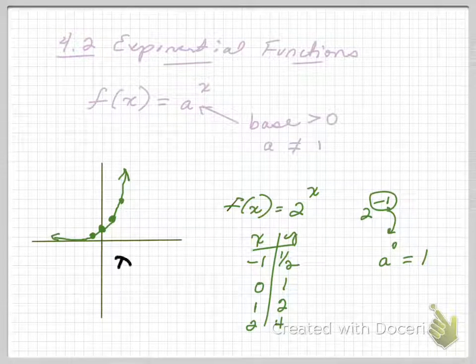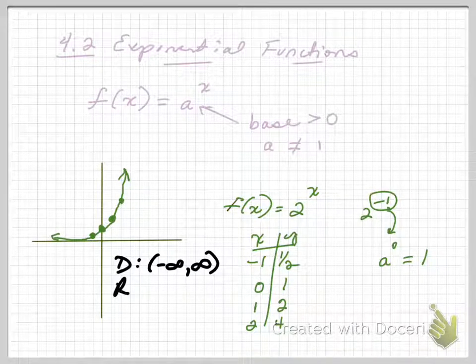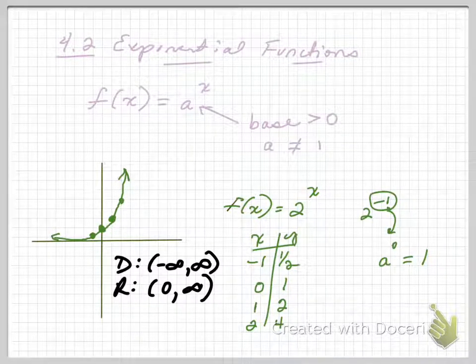You can note the domain is all real numbers. Now the range, there are no negative y's. It starts at 0, so it's 0, infinity. Notice I'm not including the 0, and that is because this curve gets really close to the x-axis but does not cross it. So it's increasing over its entire domain. So it's increasing over that domain, negative infinity to infinity. All right.